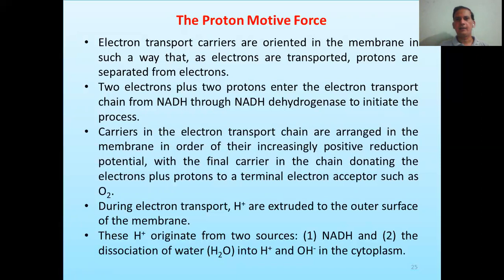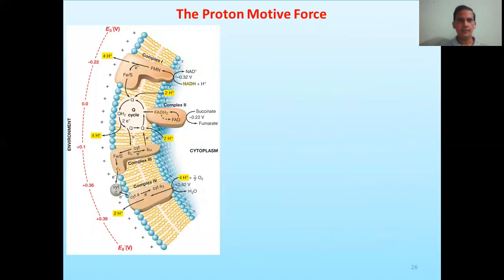Carriers in the electron transporter are arranged in the membrane in order of their increasing positive reduction potential, with the final carrier in the chain donating the electrons plus protons to a terminal electron acceptor such as oxygen. During electron transport, protons are released to the outer surface of the membrane. These protons originate from two sources. Number one is NADH, and the second one is the dissociation of water to proton and hydroxyl in the cytoplasm. So this is a typical figure which depicts the proton motive force.